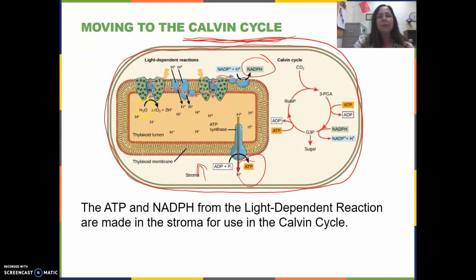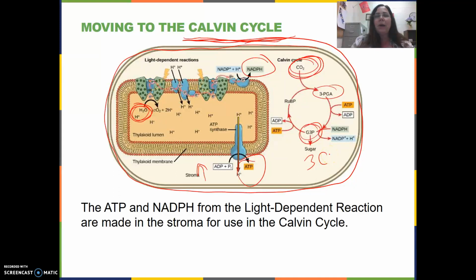We used our water. Water was one of our reactants in photosynthesis, and that was used in the light-dependent reactions. The Calvin cycle is going to use carbon dioxide from the air, which is going to enter the stomata of a leaf, and the ATP and the NADPH are going to be used to convert that carbon dioxide first to a molecule called 3-PGA, and then to a molecule called G3P. And G3P is a sugar that has 3 carbons.